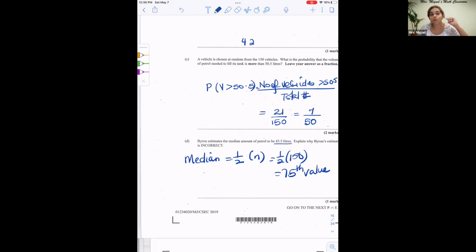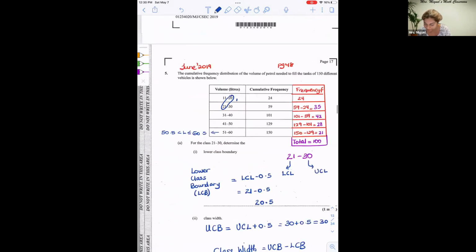Byron estimates the median. So right away, the median is half of n, and n is 150. So we are looking at the 75th value. Byron estimated the median to be 43.5. So we have to go back to the table to see where that value lies. Because it is grouped data, the median is half of the cumulative frequency. So 75, so we're going to count.